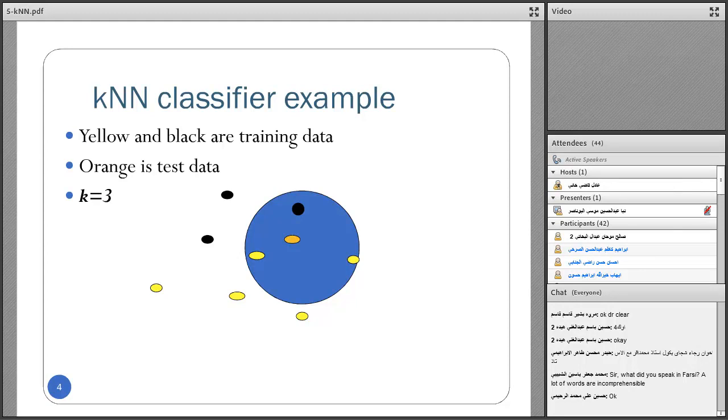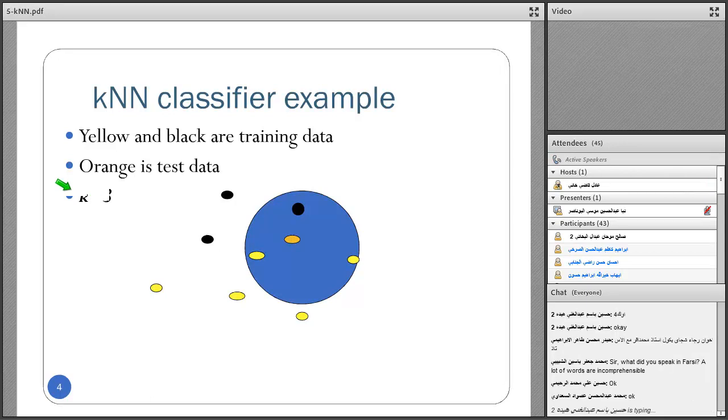Okay, in this example, you see data here, and in this data, we have two classes, black and yellow. These are the two classes we have here, black and yellow. And this data is the test data. And here, K is equal to 3.